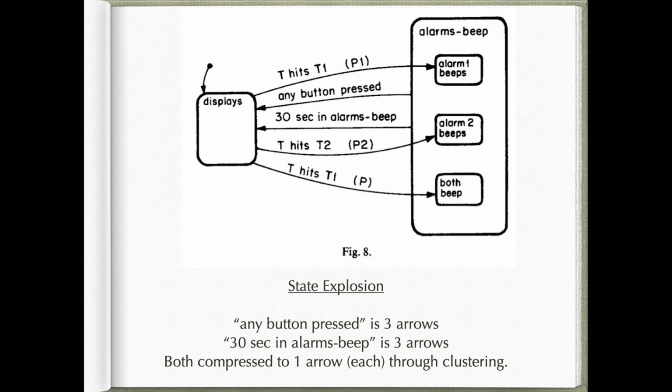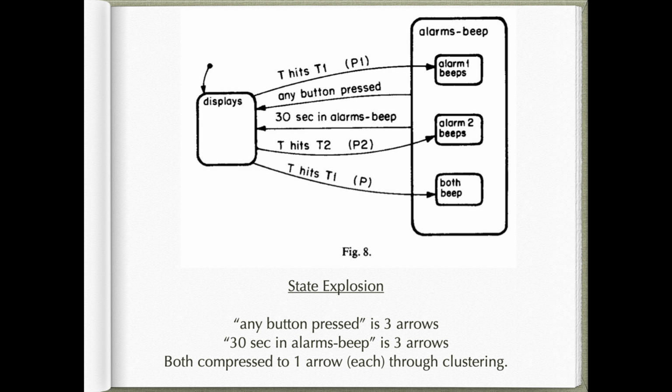Next slide, page 12, shows a system that might have state explosion problems, but he's contained the state explosion by wrapping a state called alarms beep around 3 other states, alarm 1, alarm 2, and both. And each of those states might go to display if any button was pressed. What he's done is wrap a state around all 3 of those inner states and written only one transition called any button pressed. That means go from any of those states into display if any button was pressed.